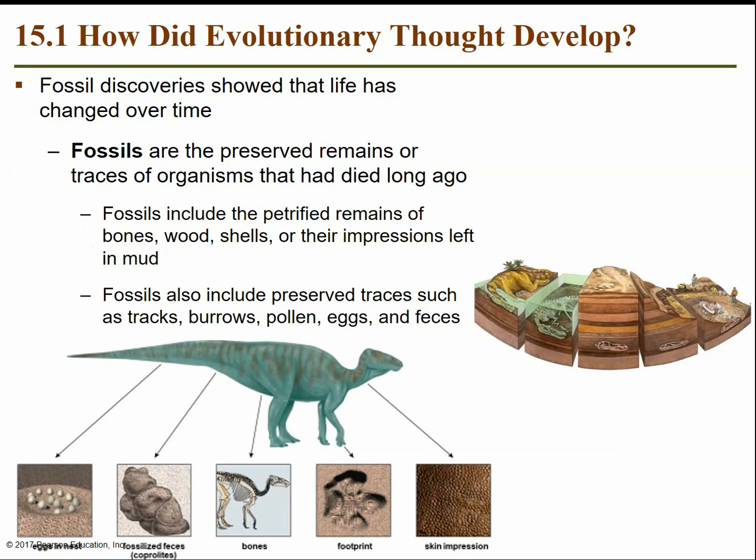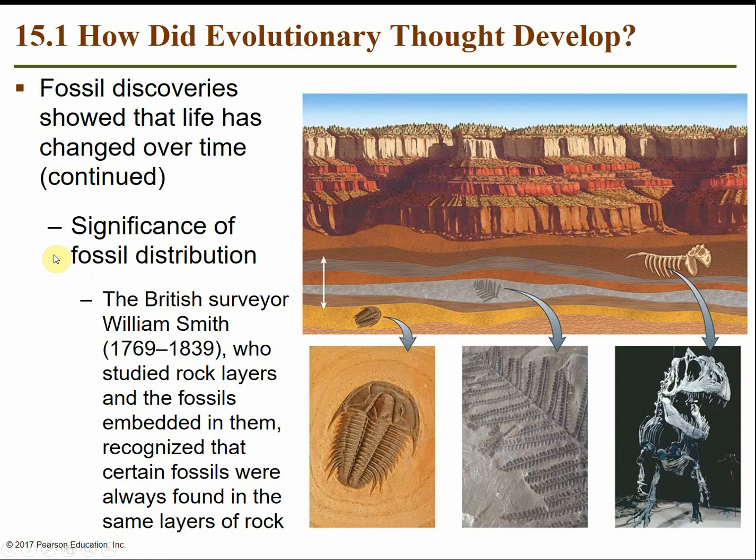So fossils can also preserve traces like tracks, burrows, footprints, even pollen, eggs, and feces. So we have fossilized eggs, fossilized nests. Coprolites are fossilized feces. I'm not really sure how they determine that's what that is. So bones are an easy one. A lot of dinosaur bones have been discovered. Footprints and tracks, as well as skin impressions. So this has allowed us to deduce what maybe their skin texture would have looked like. So again, these fossil discoveries have showed us that life has in fact changed over time.